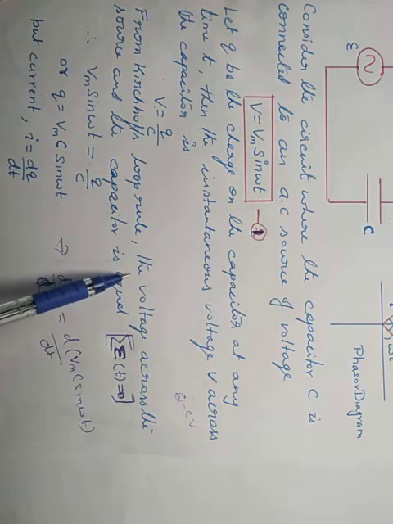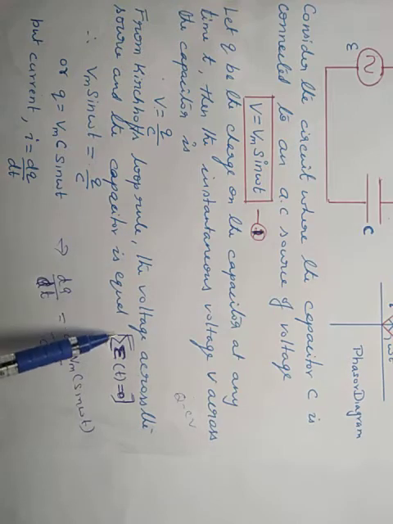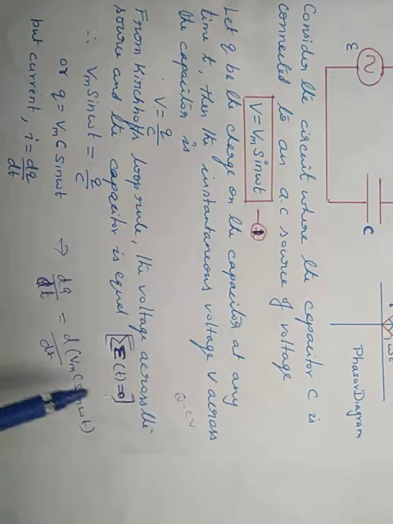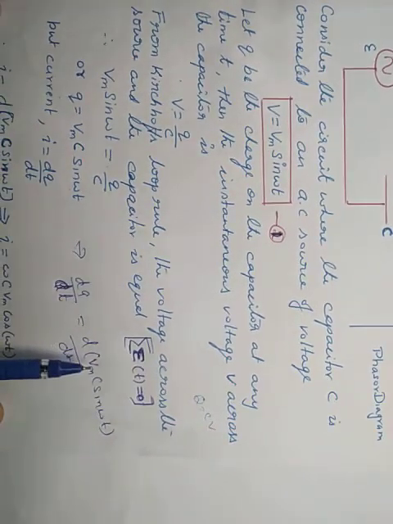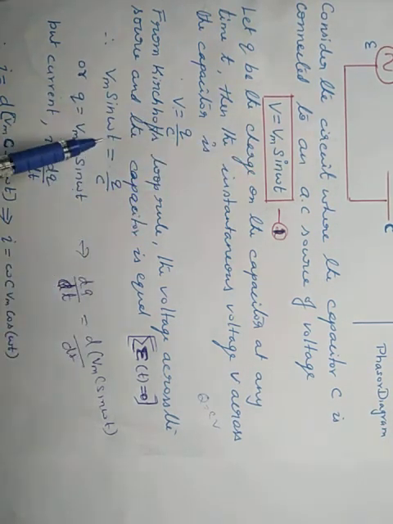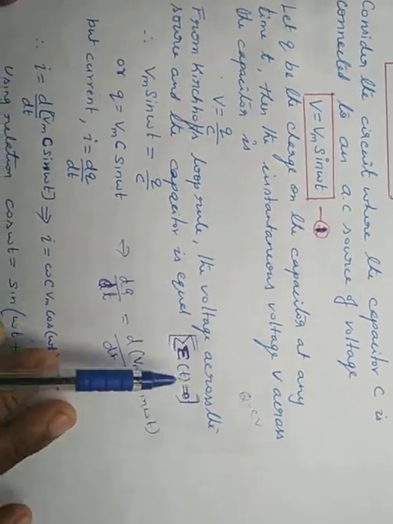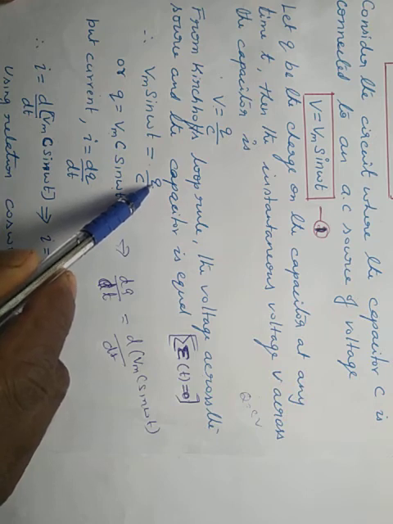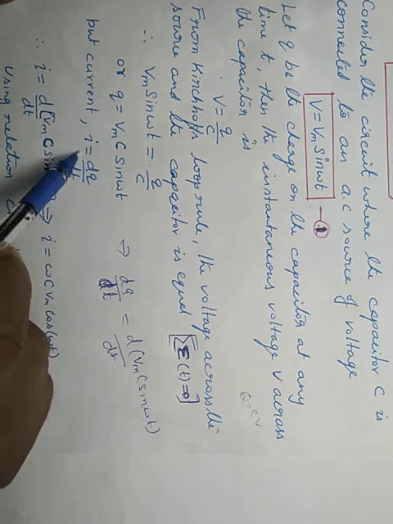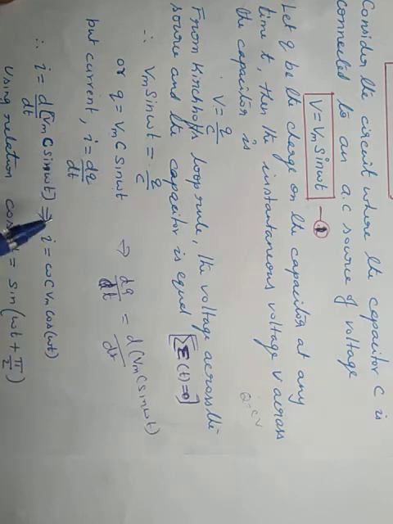So, from Kirchhoff's loop rule, the voltage across the source and the capacitor is equal, or the sum of the potential drops totals zero. Using that loop rule you can write Vm sin omega t equal to Q by C. We need an equation for current. Here we have Q, but we know the current I is nothing but dq by dt.